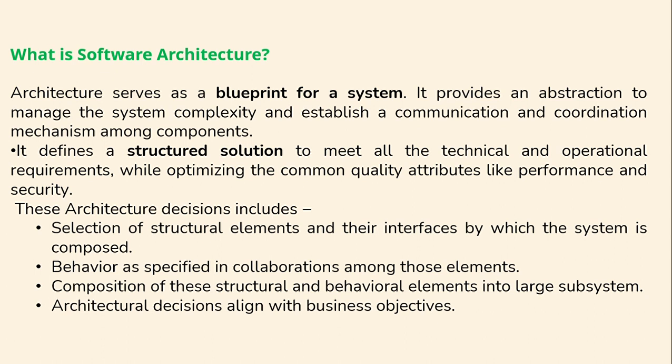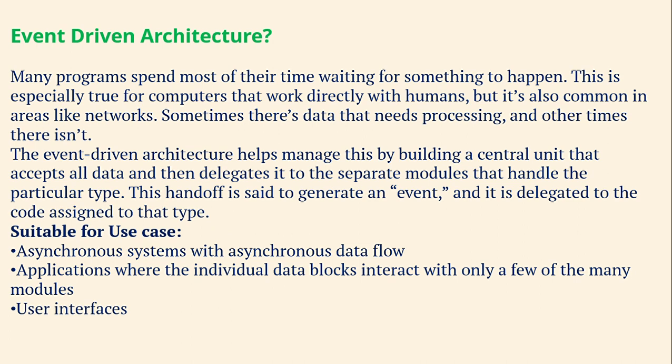Architecture serves as a blueprint for a system. It provides an abstraction to manage the system complexity and establish a communication and coordination mechanism among components. It defines a structured solution to meet all the technical and operational requirements while optimizing common quality attributes like performance and security. These architecture decisions include selection of structural elements and their interfaces by which the system is composed, behavior as specified in collaboration among those elements, and composition of these structural and behavioral elements into larger subsystems. Architectural decisions align with the business objectives.